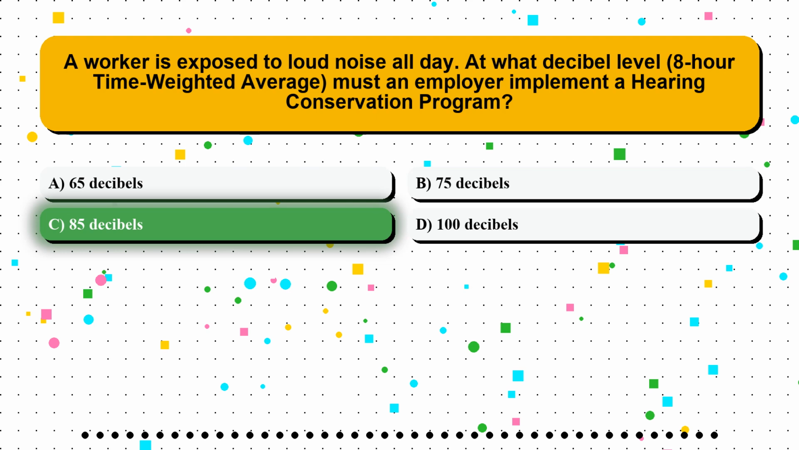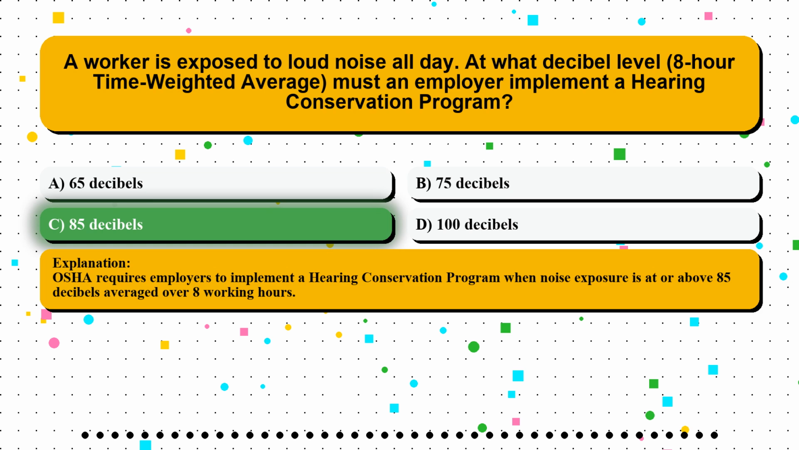The correct answer is option C, 85 decibels. OSHA requires employers to implement a hearing conservation program when noise exposure is at or above 85 decibels averaged over 8 working hours.